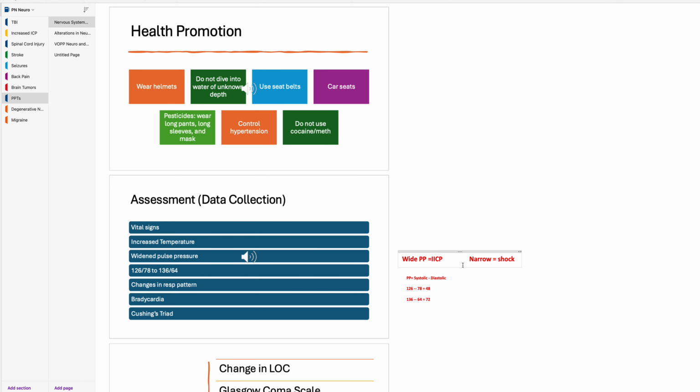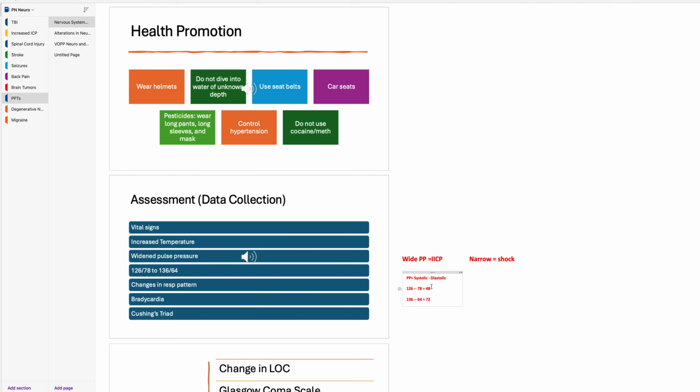You calculate the pulse pressure by subtracting the diastolic from the systolic. So if you look at this blood pressure here, 126 over 78, I take 126 and I subtract 78 and my pulse pressure is 48. A normal pulse pressure is like 40 to 60. With 136 over 64, I subtract 64 from 136 and I get 72. So this patient, if they had these two blood pressures back to back, you probably wouldn't bat an eye, right? But look at how much the pulse pressure has changed.